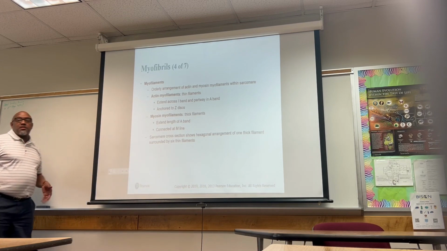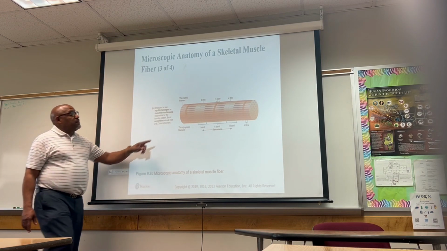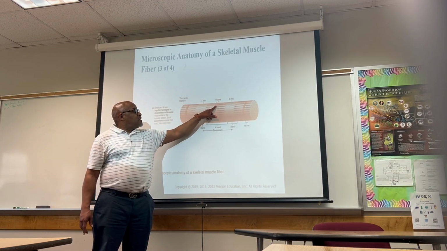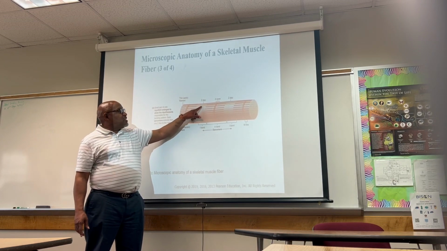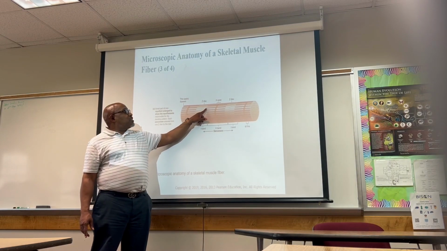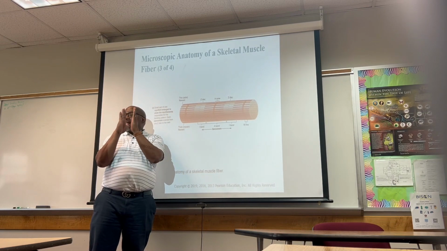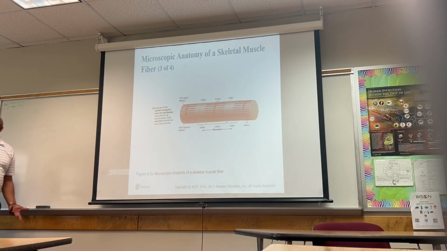I'm going to back up to that picture again. So when you're looking here, red is the myosin. It's connected right here in the middle. The blue is the actin. It's connected to this zigzag line. And so when the blue gets pulled over the red, the zigzag lines, the Z discs, get closer together. That is the basics of a contraction.